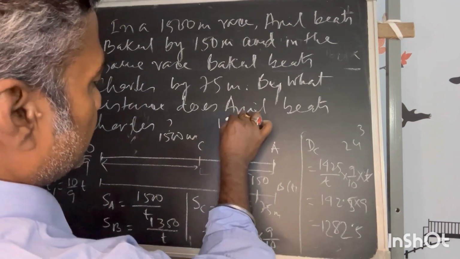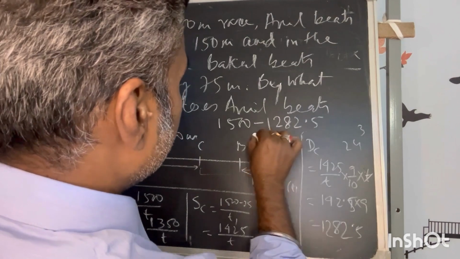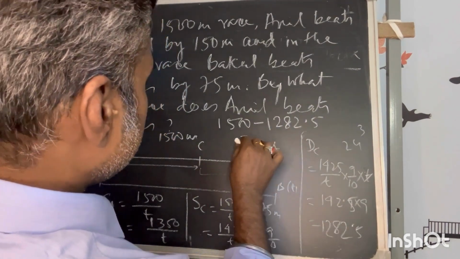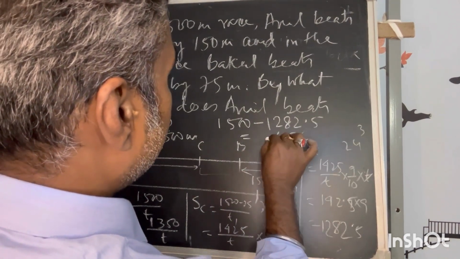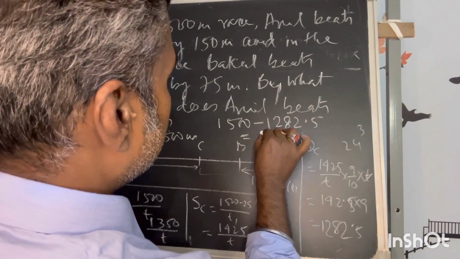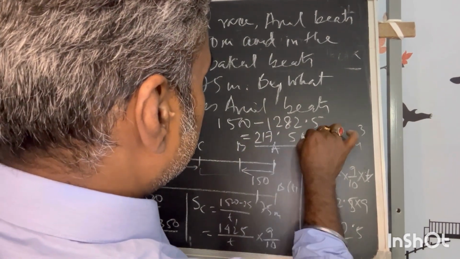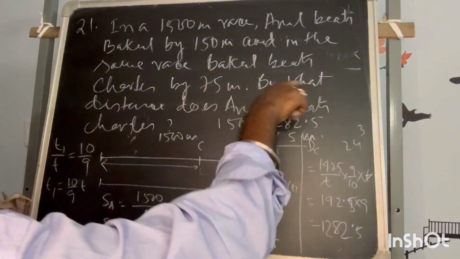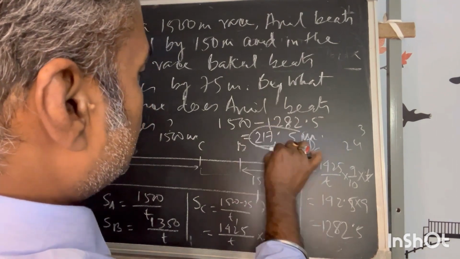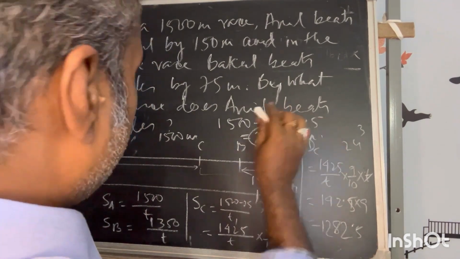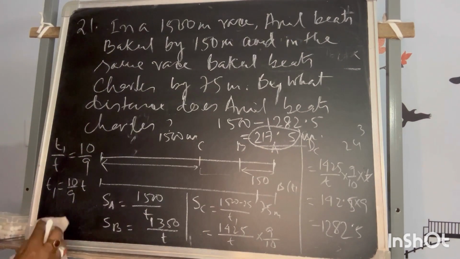So 1500 minus 1282.5 is equal to 217.5 meter. By what distance does Anil beat Charles? So Anil beats Charles by 217.5 meter.